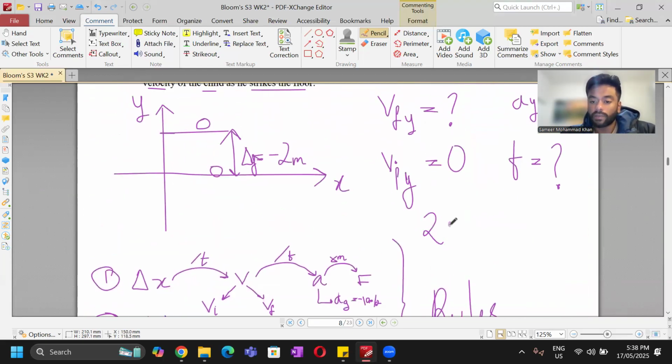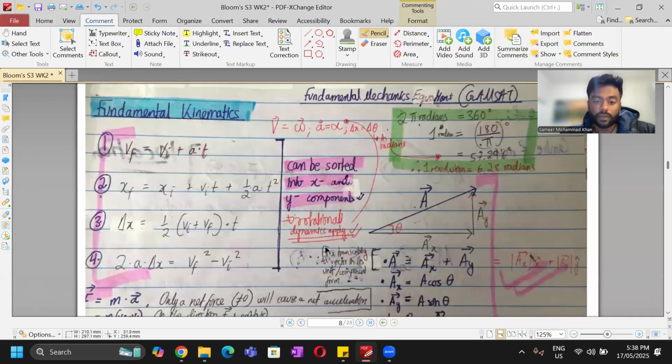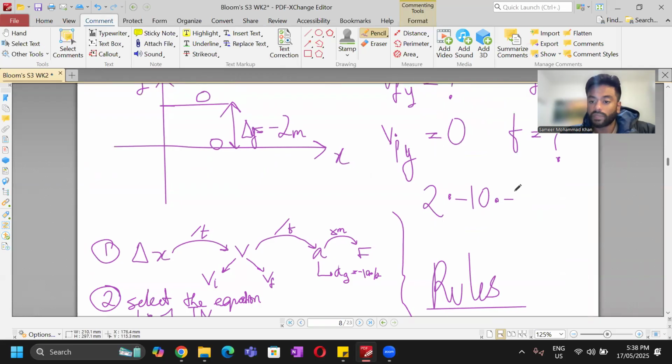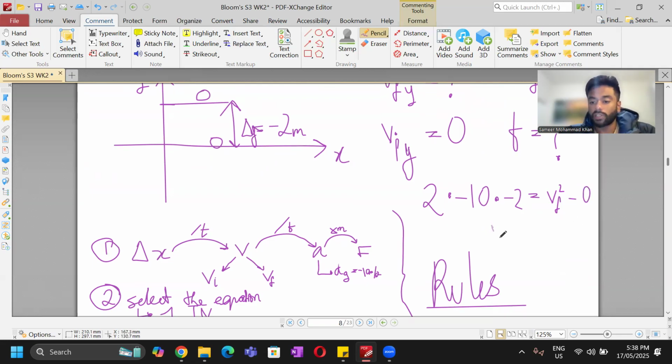So 2 times acceleration, which is -10, times -2 for our displacement in the vertical, is equal to VF squared, which is unknown. I'm just going to write VF squared, right? Minus VI squared, which is 0. So 0 squared is equal to 0, right? So what is the expression? VF squared. So 2 times -10 times -2 is equal to 40, right? So VF is equal to the square root of 40 meters per second. Okay, so that is the expression of the child's velocity as he strikes the floor. That's the speed at which he's traveling.